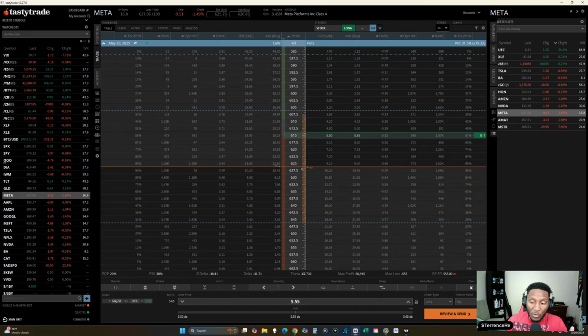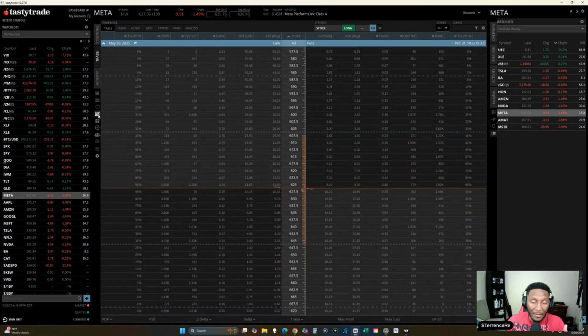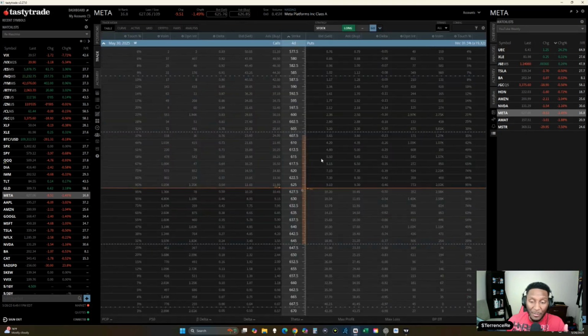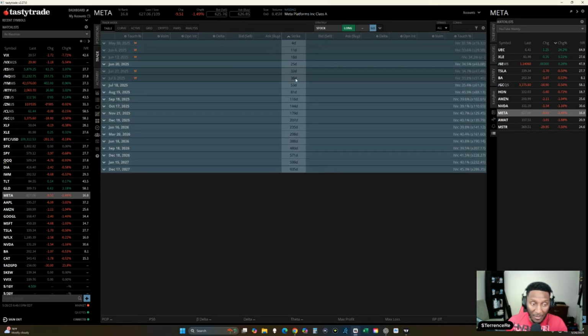I generally try to find a support or resistance area within the expected move for the expiration that I'm using. If my analysis doesn't line up with this, then I just won't make the trade. And that's how I pick which option to buy.